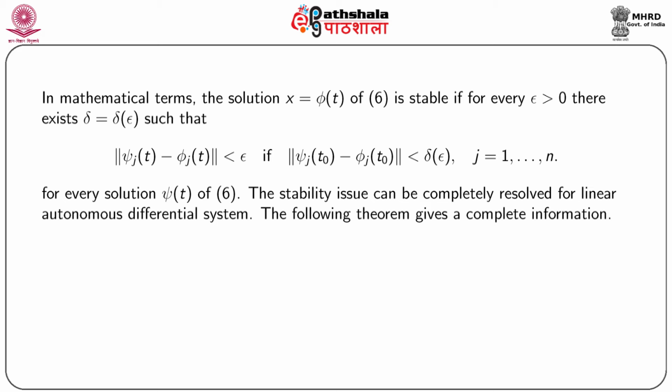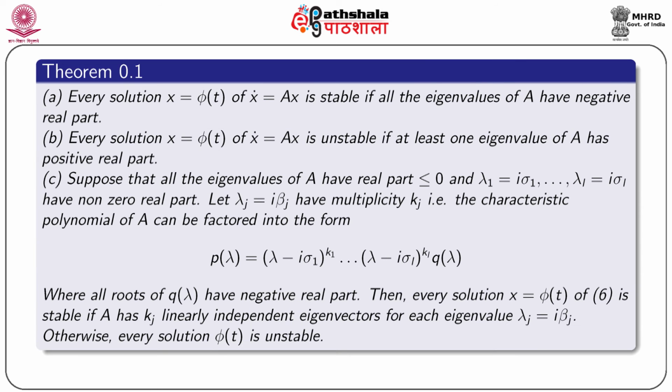The stability issue can be completely resolved for linear autonomous differential equations, and the following theorem gives the complete information. Every solution x equal to phi(t) of x dot equal to A x is stable if all the eigenvalues of A have negative real part. Every solution x equal to phi(t) of x dot equal to A x is unstable if at least one eigenvalue of A has positive real part.